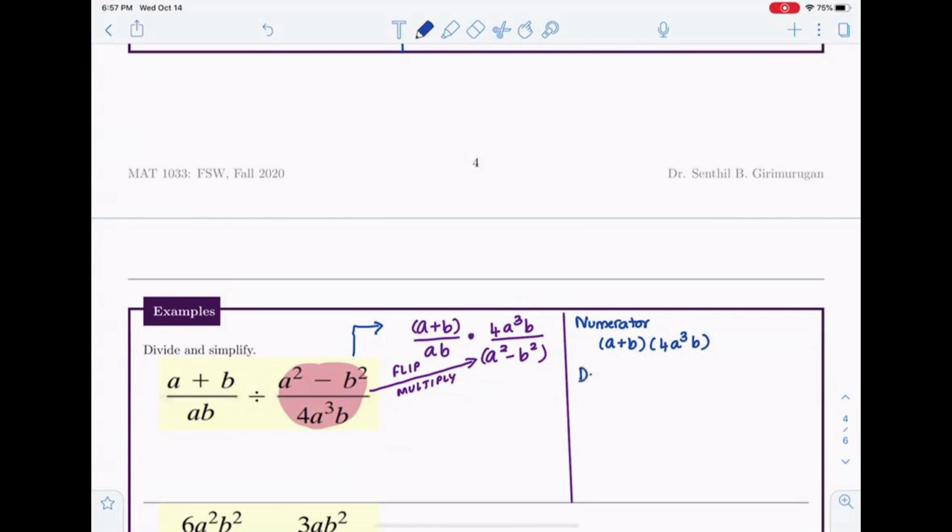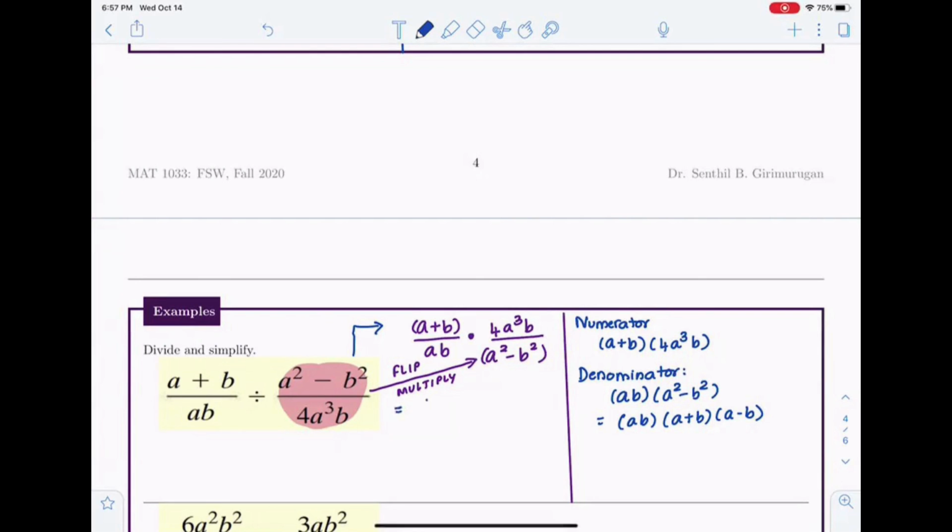So I move on to the denominator. In the denominator, I have ab, and I see a squared minus b squared. But we know that a squared minus b squared is a special product. So we have ab multiplied by a plus b times a minus b. And that is the best we can do. There is nothing else we can do. So we just have to combine the numerator and denominator now.